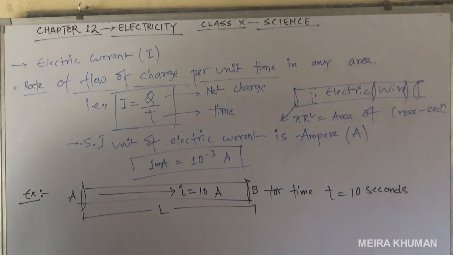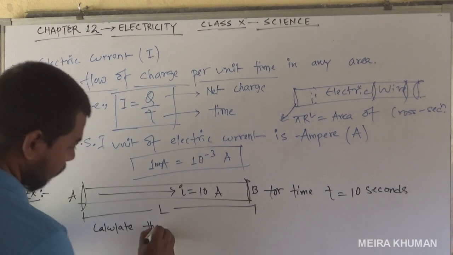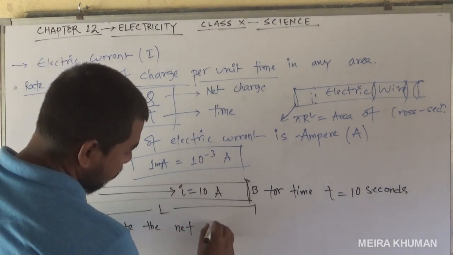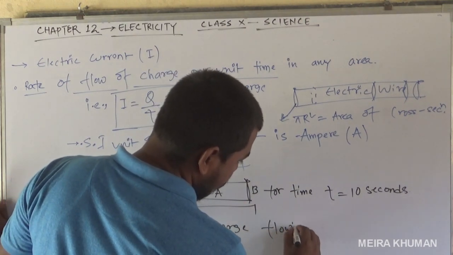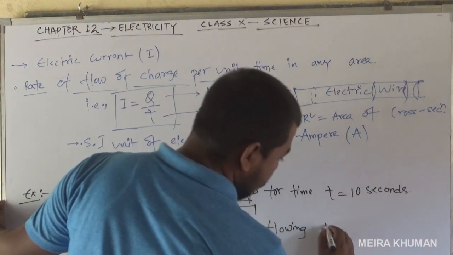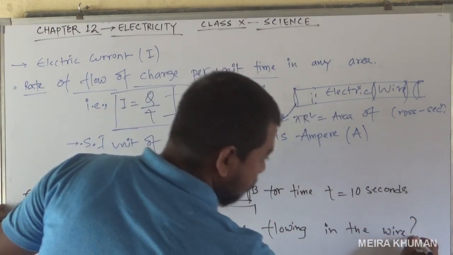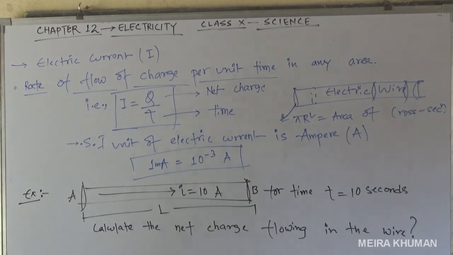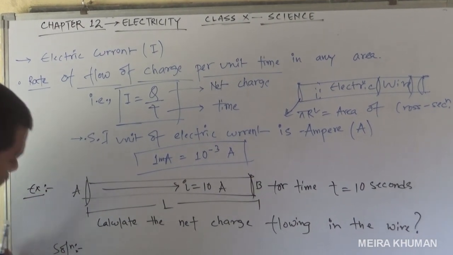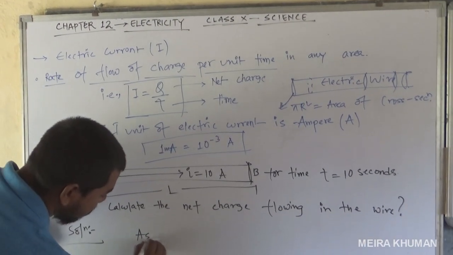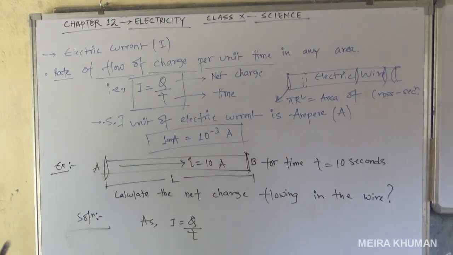What we need to determine is to calculate the net charge flowing in the wire. So this is our simple question. How to solve this? From the very basic definition of electric current, what we know is current I is equal to Q by T. Our target is to calculate the net charge, right?